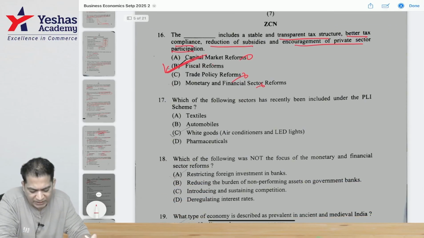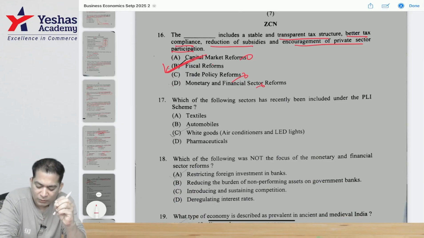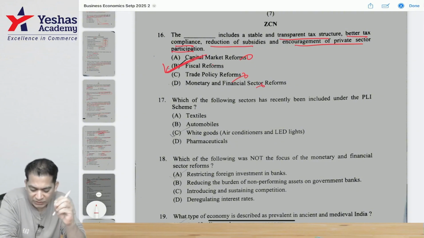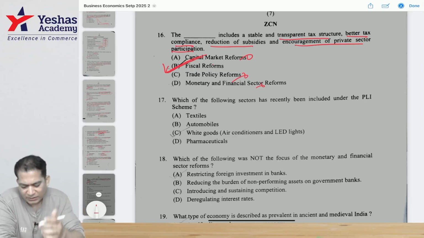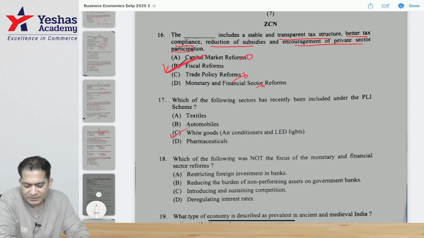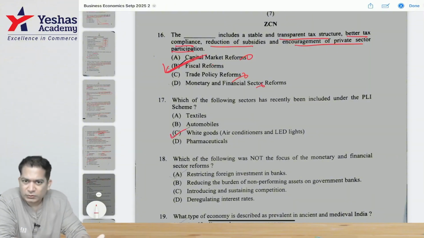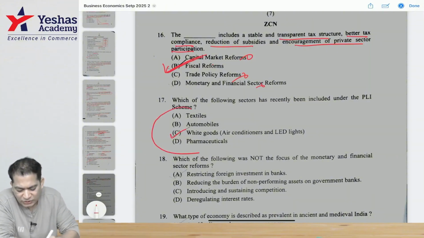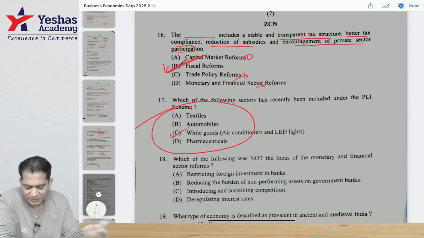Which of the following sectors have recently been included under the PLI scheme? Now, there is a problem with this question because textiles have also been included, automobiles also, white goods also, but the most appropriate answer, if I have to go with one, is white goods. But I don't know which, because even automobiles have been included in the PLI scheme. Pharmaceutical products also. So I don't know which answer will be considered by ICI to be correct, but let's see.